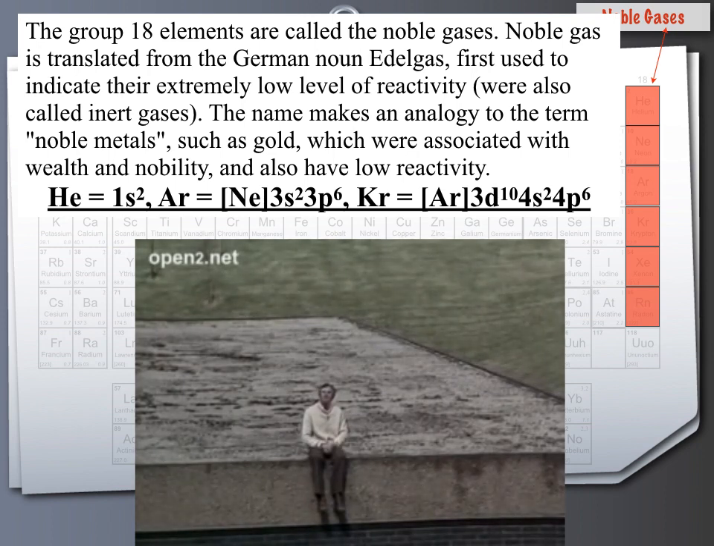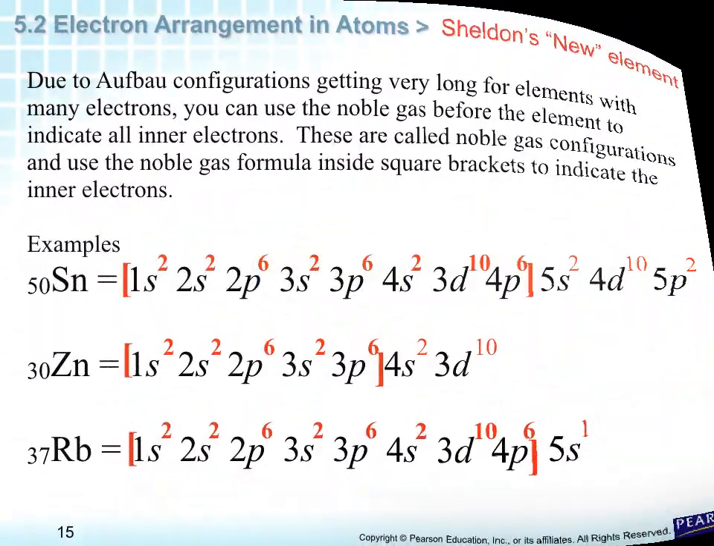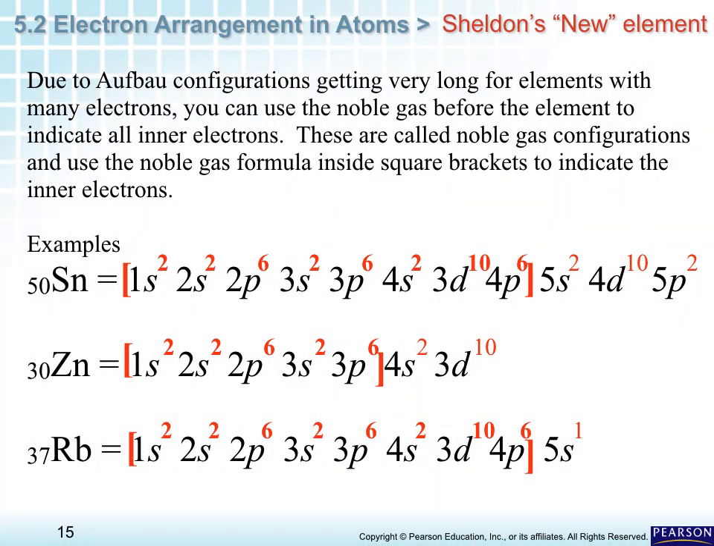Now, the noble gases are special in the fact that they have completely filled shells, which means they're the last element of that row, of that period. Because of that, they are very stable. And when they're stable, those electrons aren't going to do anything.